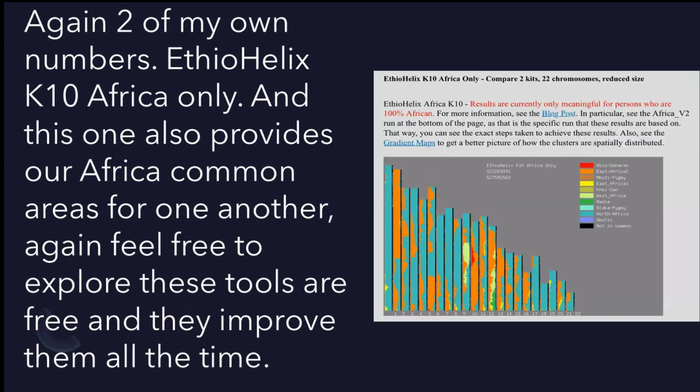Okay. Again, these are my 2 numbers, but now this is a different test. This is a HelioX, but you're doing the K10 Africa only. So here, as you can see, all the tools are free and they improve on them all the time.